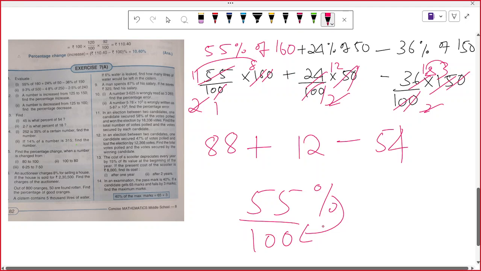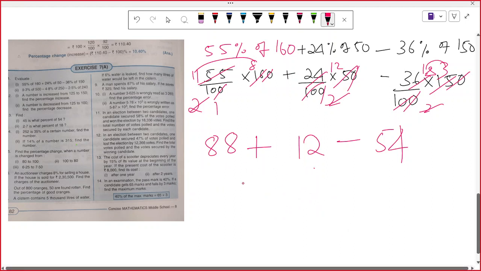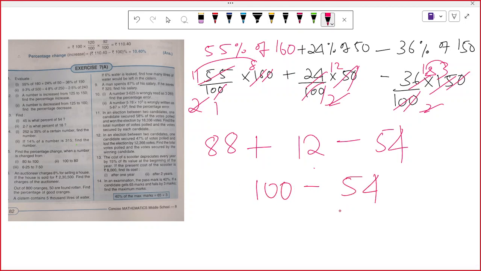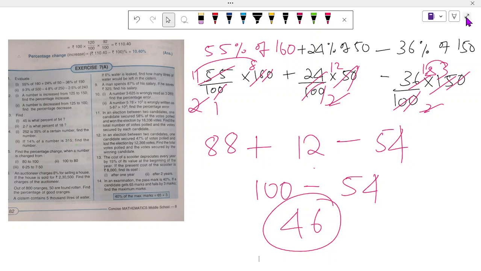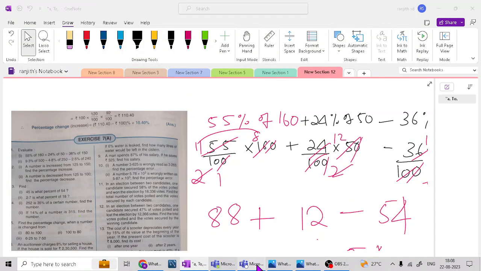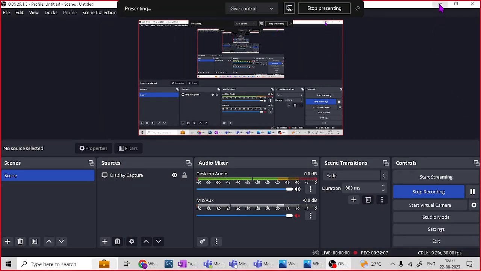Can you see percentage? What did we do with the percentage? We converted into 100, right? So you all shouldn't write percentage. Now calculate this. 88 plus 12 is 100, sir. Yes, sir.